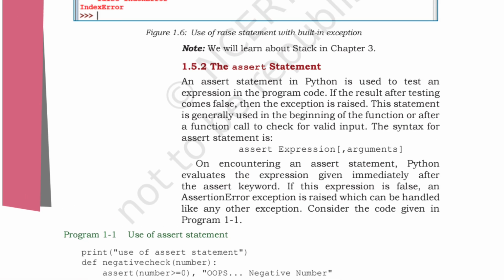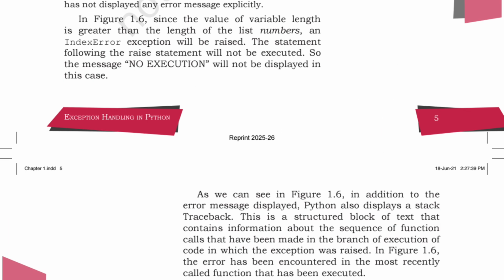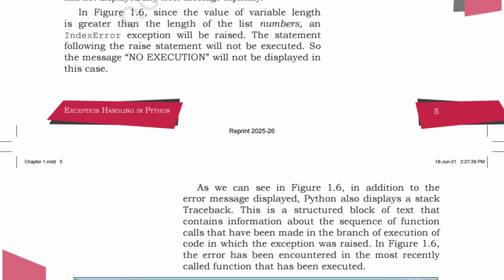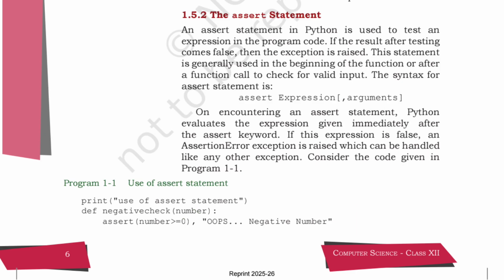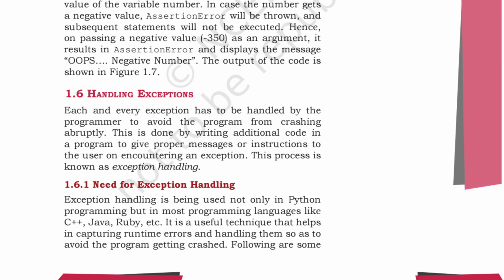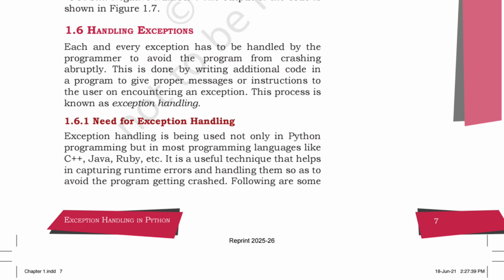Then what else we have taken, that is the raise statement. This is the example, this is the type of exception handling. So each and every exception has to be handled by the programmer to avoid the program from crashing abruptly. We avoid the crashing, and then we use the handling expressions, and then the code will be executed. That is called exception handling.